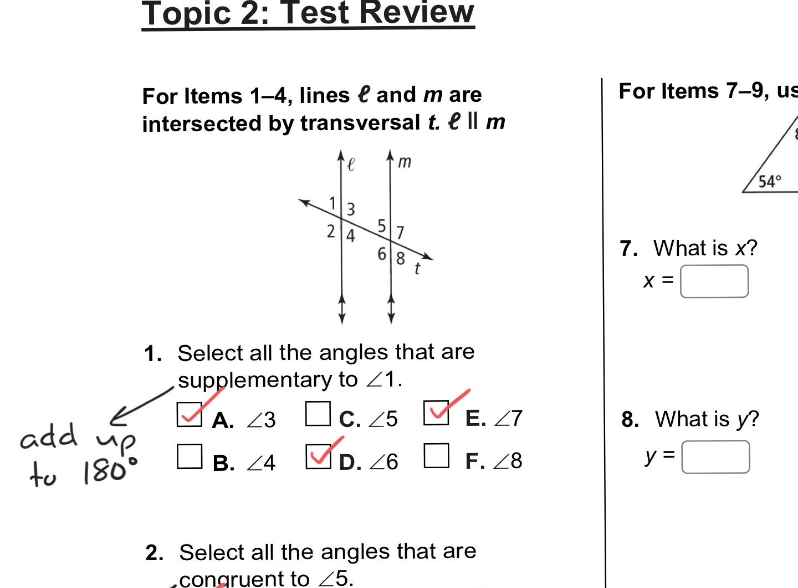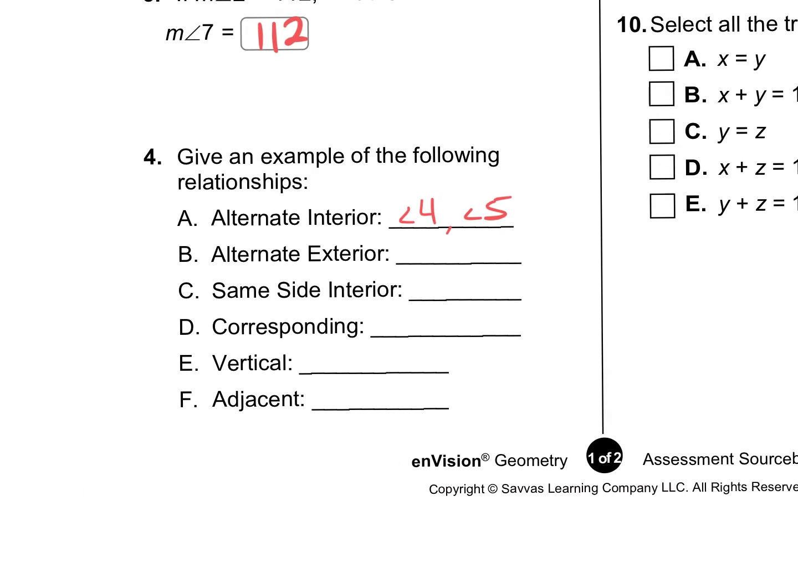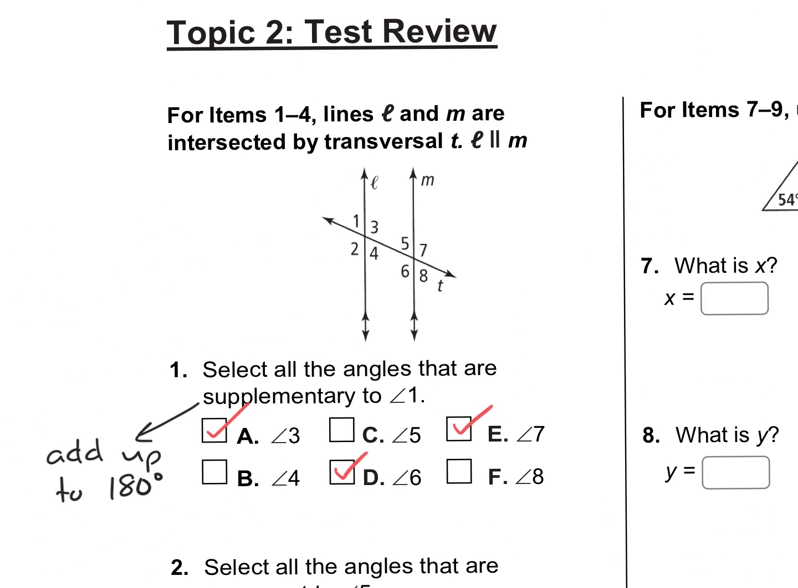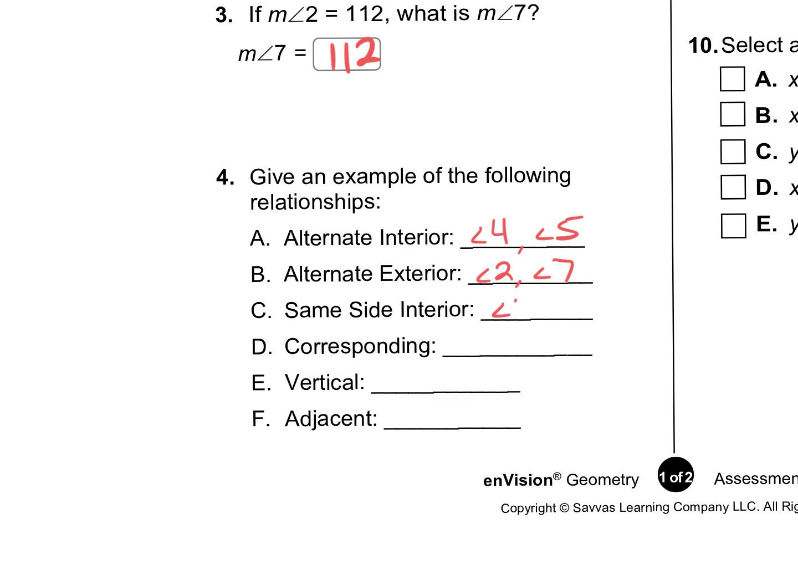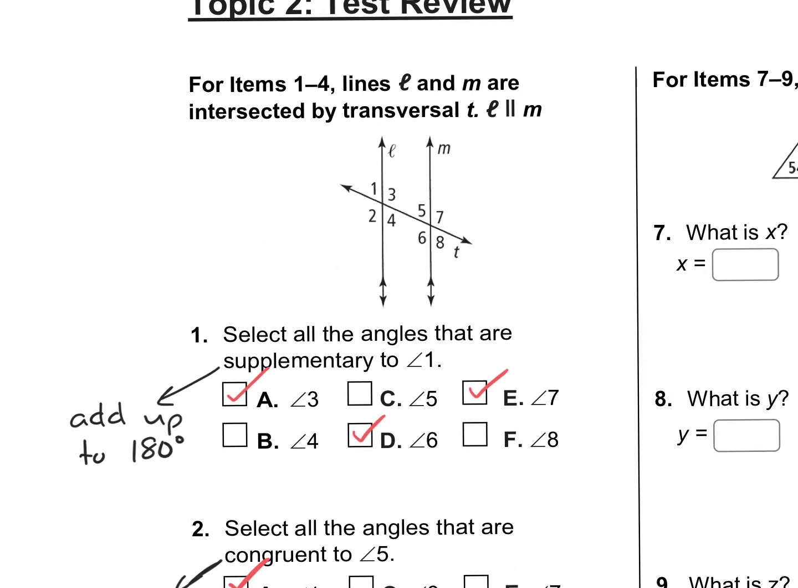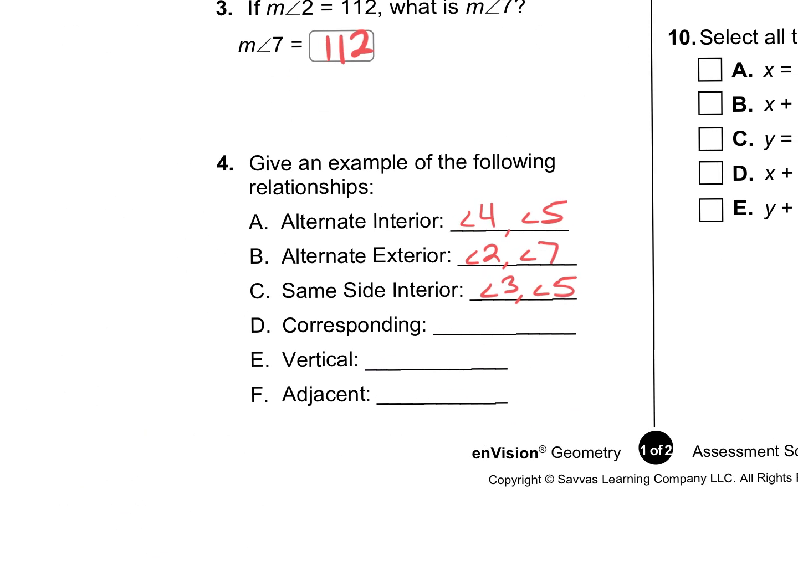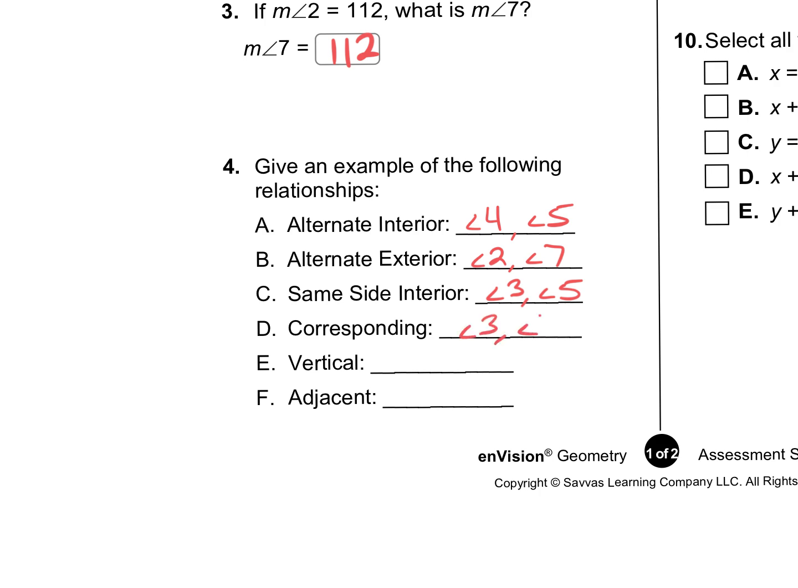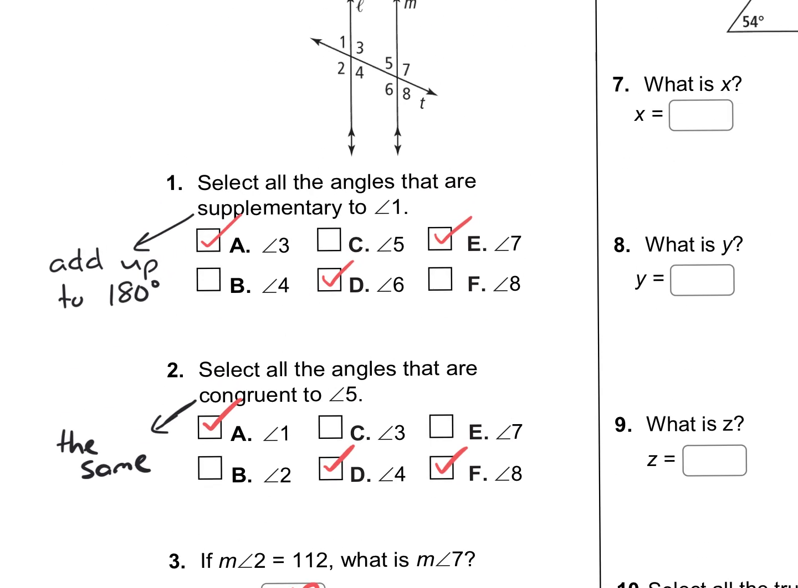Alternate exterior example. 2 and 7 or 1 and 8. Yep. Same side interior. 3 and 5, 4 and 6. Yep. Again, how many do you have to put? You only have to put one. You don't have to put all of them. Corresponding. 3 and 7. I like it. Angle 3 and angle 7. What about vertical? 1 and 4 would work.